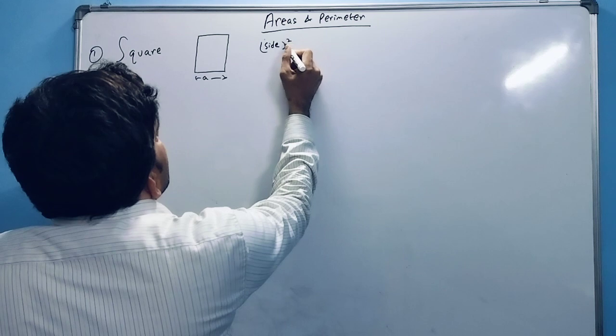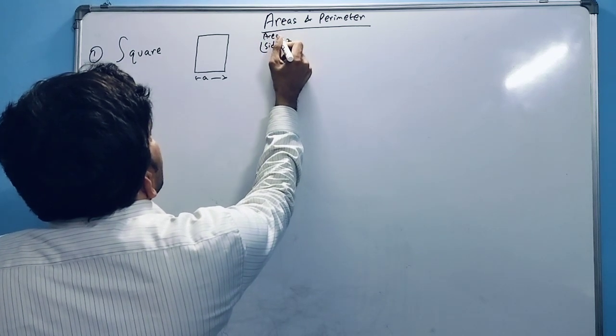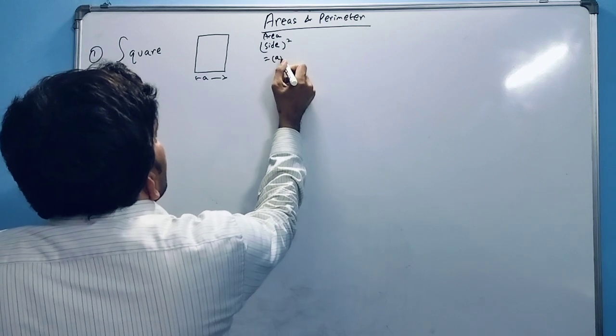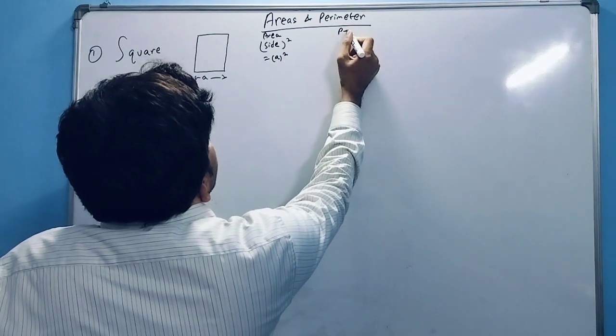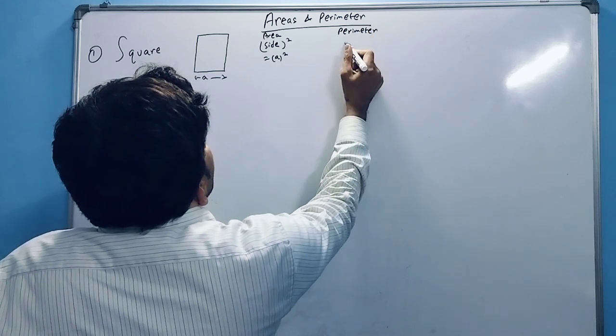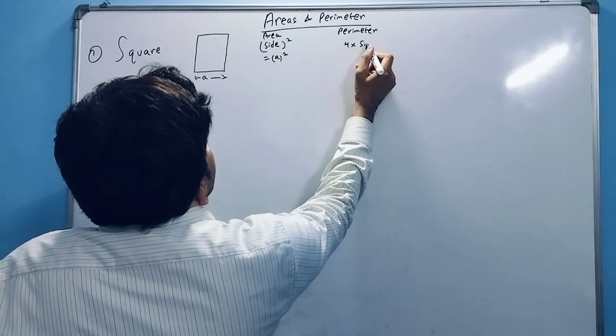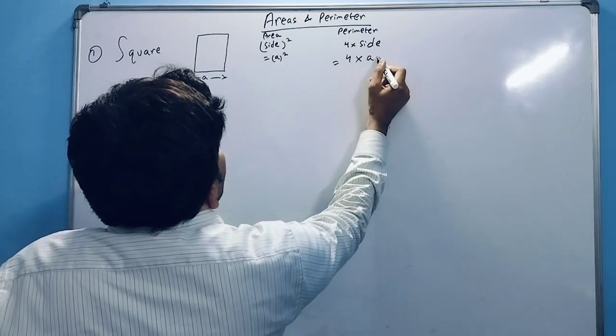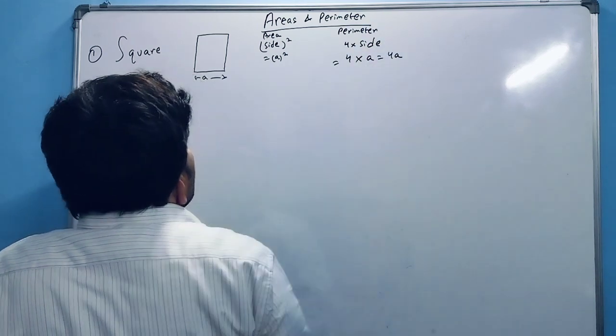Area will be side square. That is, if I take A, it will be A square. If I need to find its perimeter, it will be 4 into side, that is 4 into A, it will be 4A.